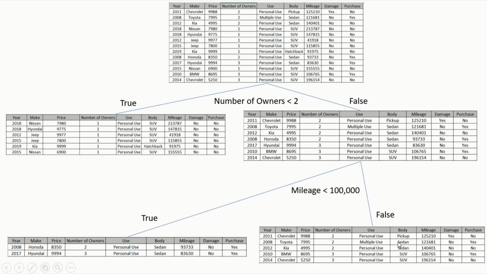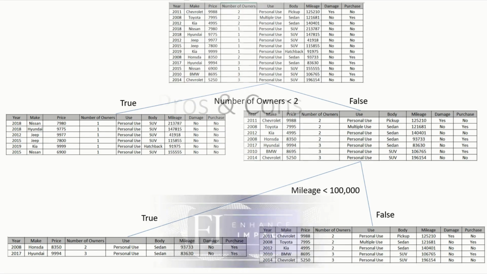But there's a danger in just splitting until you get all the way down to these pure nodes, because you can cause your model to overfit and not generalize well to new data. And we'll talk about some ways to kind of reduce those issues.